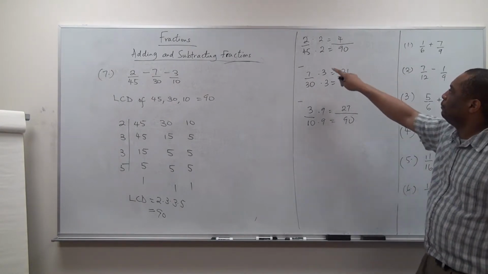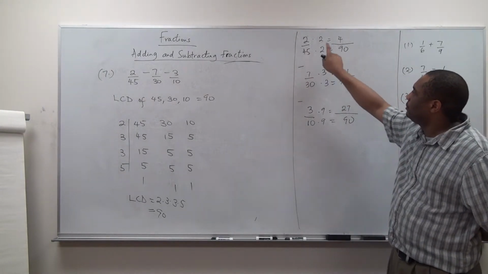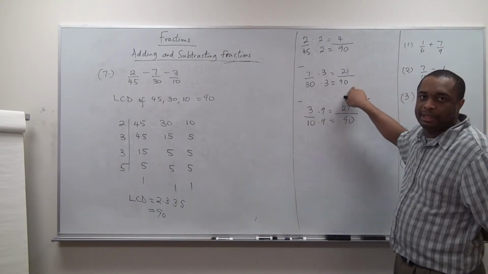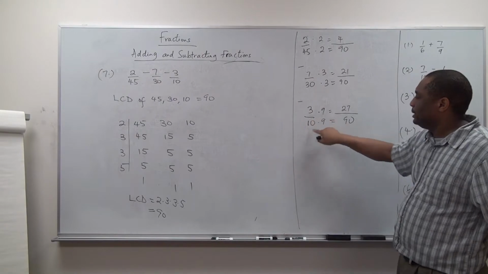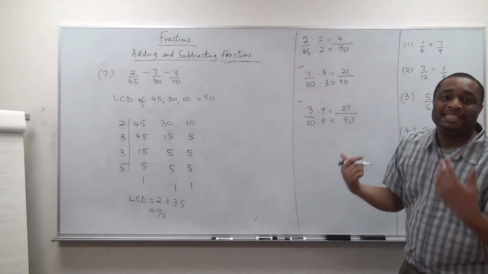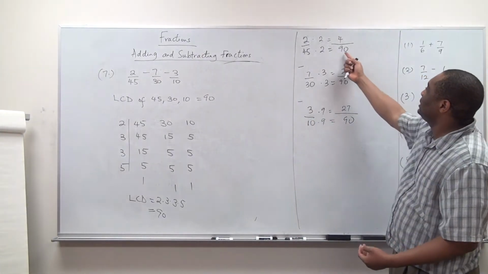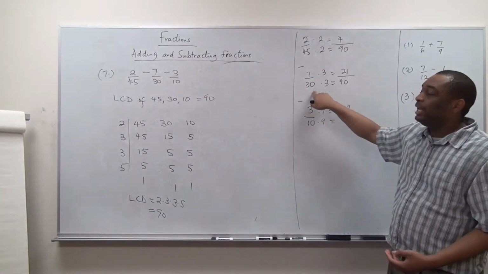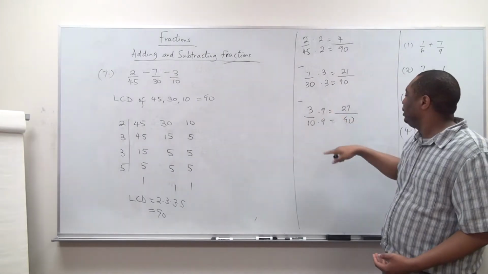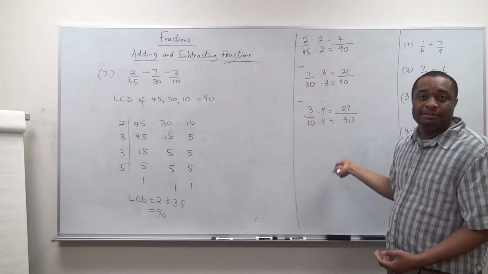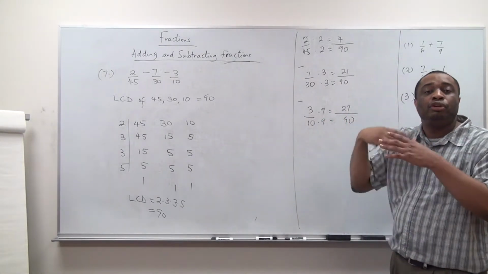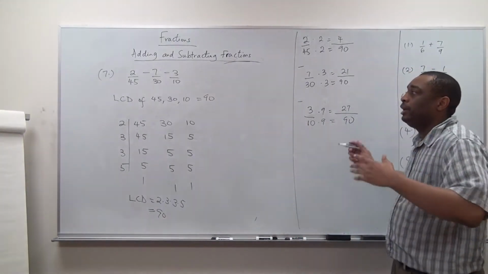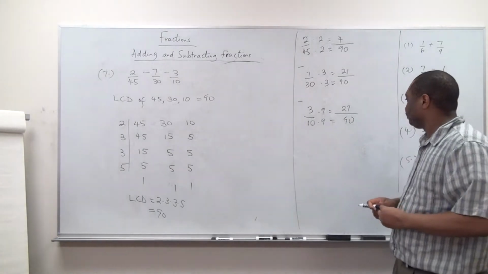You've got to ask yourself, what will you multiply by 45 to give you 90? What will you multiply by 30 to give you 90? What will you multiply by 10 to give you 90? Another easy way you can do it is, just do 90 divided by 45. Gives you times 2. 90 divided by 30 gives you times 3. 90 divided by 10 gives you times 9. So you know what to multiply by to get 90. It works for all the fractions.